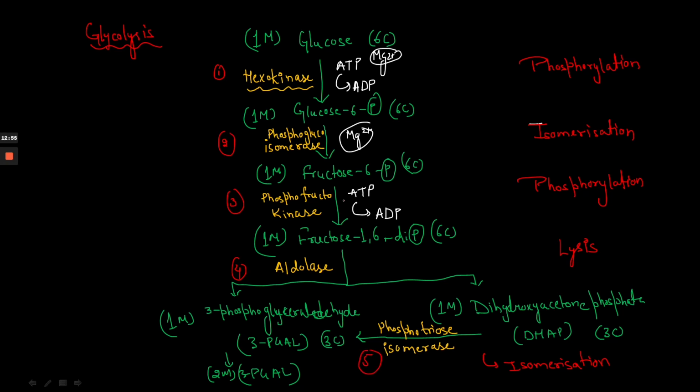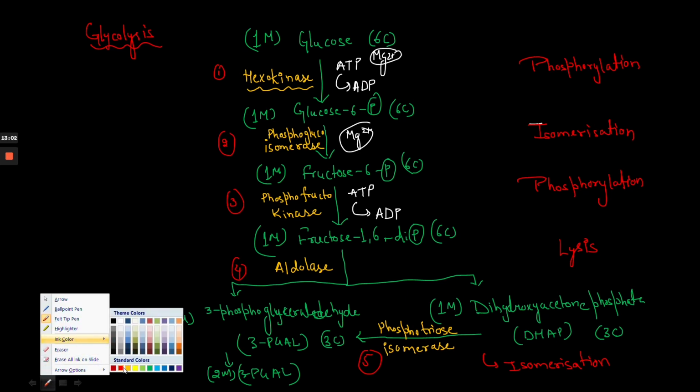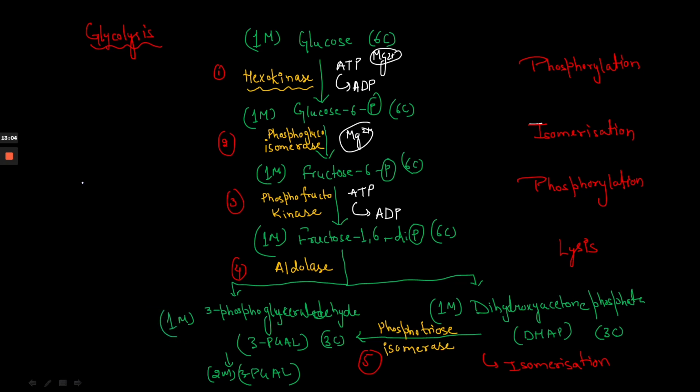And here, since we have utilized energy instead of producing energy, that is why this phase is also known as the energy investment phase of glycolysis. These first five steps are known as the energy investment phase of glycolysis, also known as the preparatory phase.